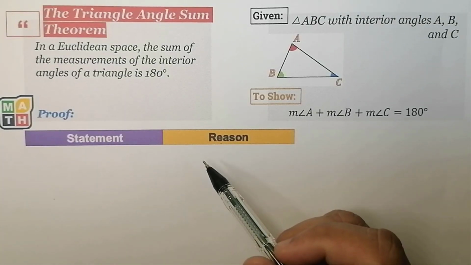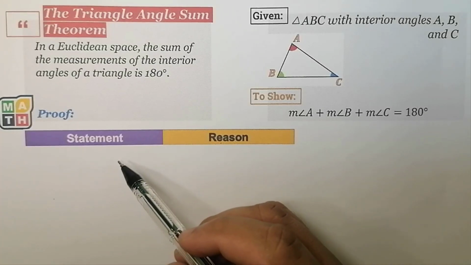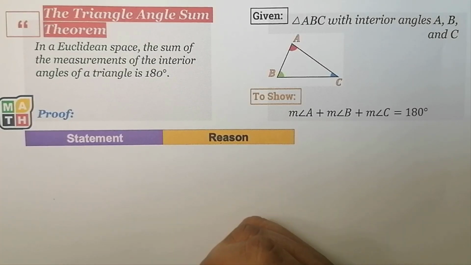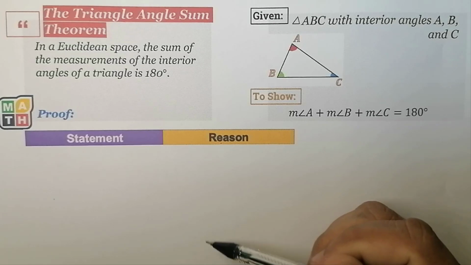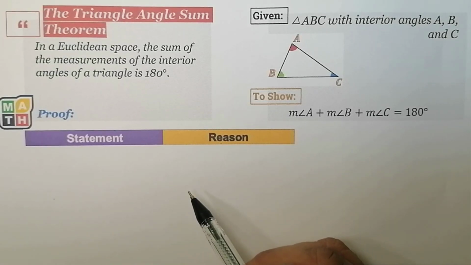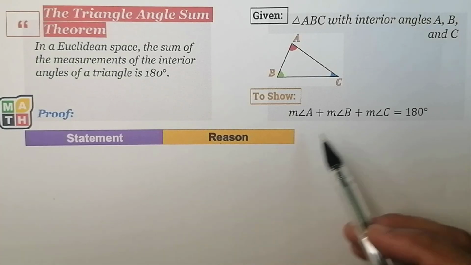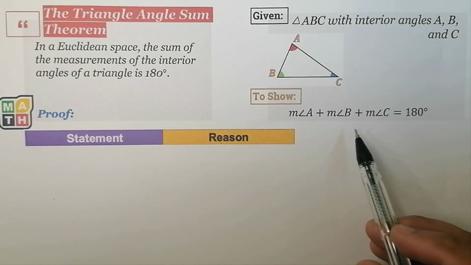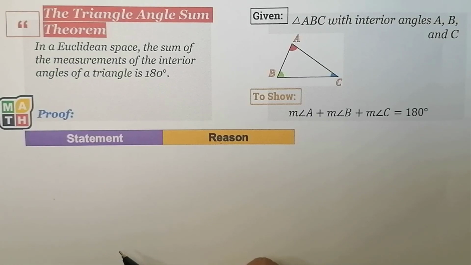To show the proof, we need to use the two-column proof here where we list down all statements and corresponding reasons. Again, we need to make sure that the statements and reasons are arranged logically so that we could reach this intended target with a logical proof.